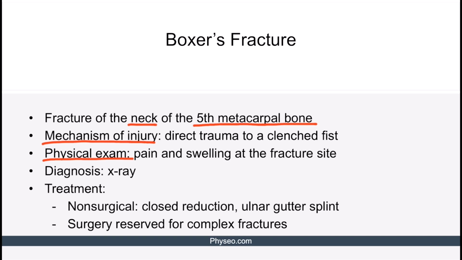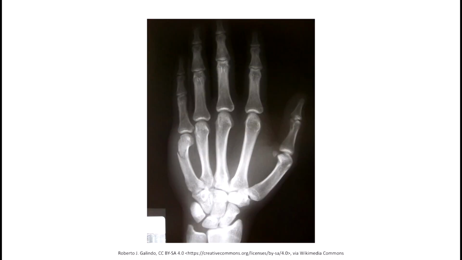The diagnosis is confirmed with x-rays of the affected hand. The treatment is typically non-surgical with closed reduction, an ulnar gutter splint, as well as the usual conservative measures, such as rest, ice, and pain medications. Surgery is reserved for complex fractures, such as open fractures or severely angulated fractures. Here's an x-ray of a left hand demonstrating a fracture in the neck of the fifth metacarpal bone.